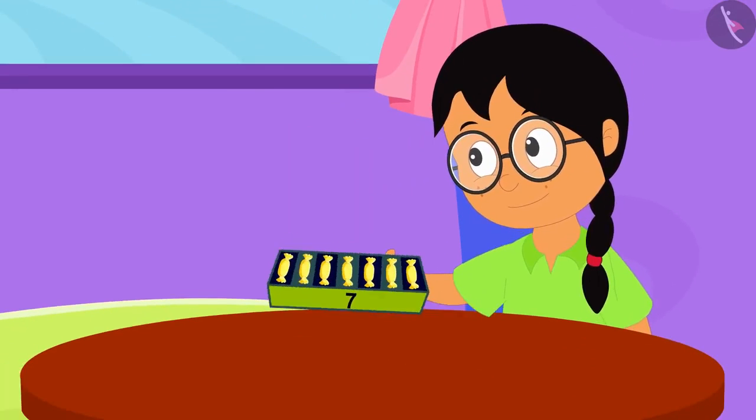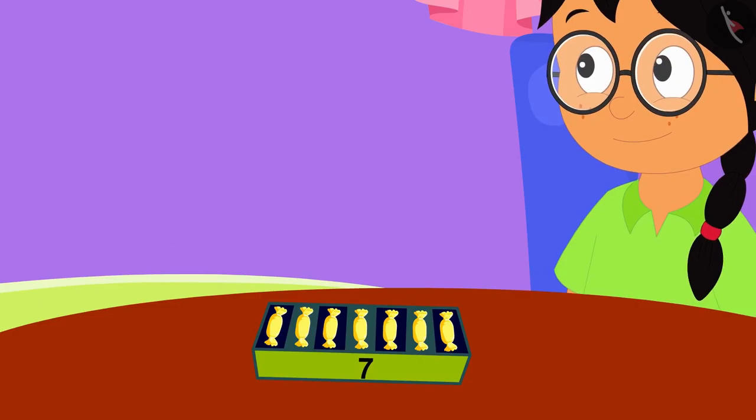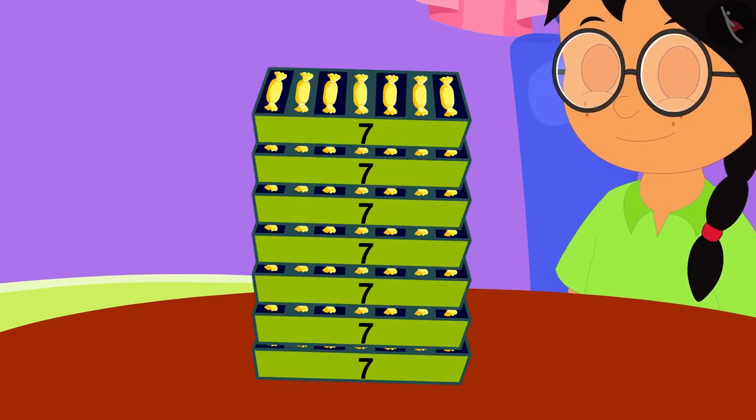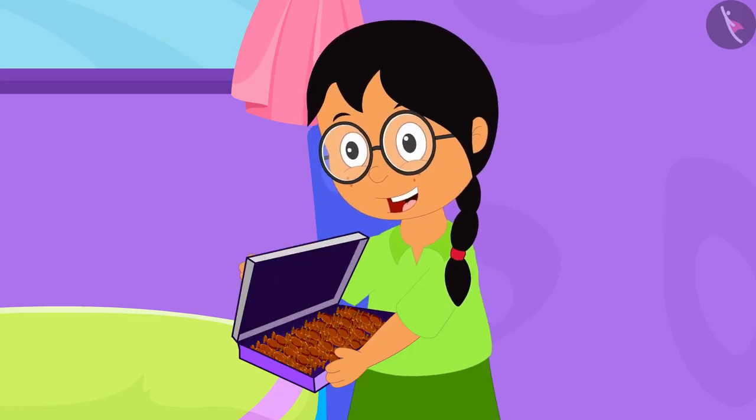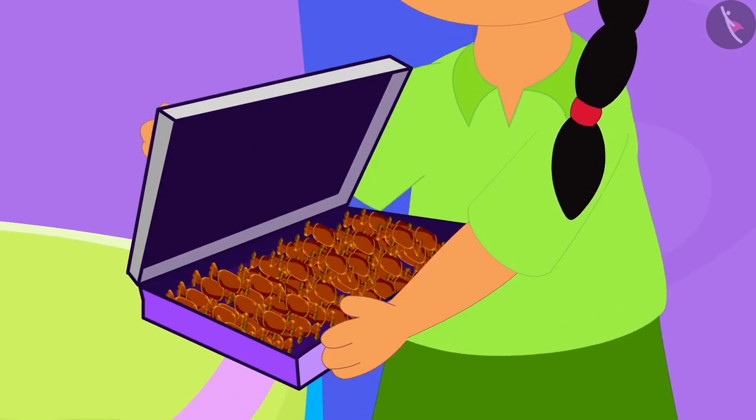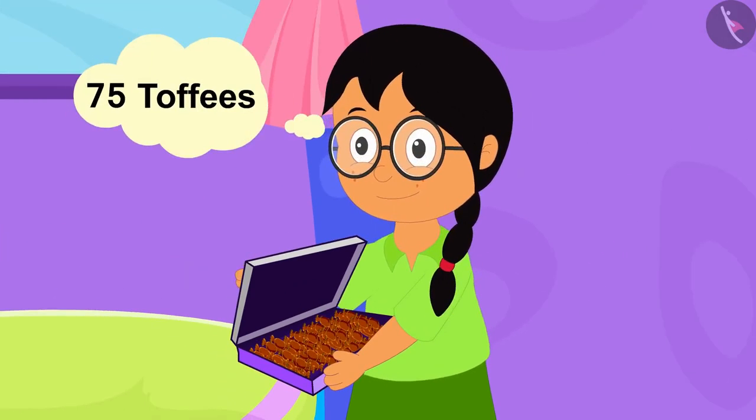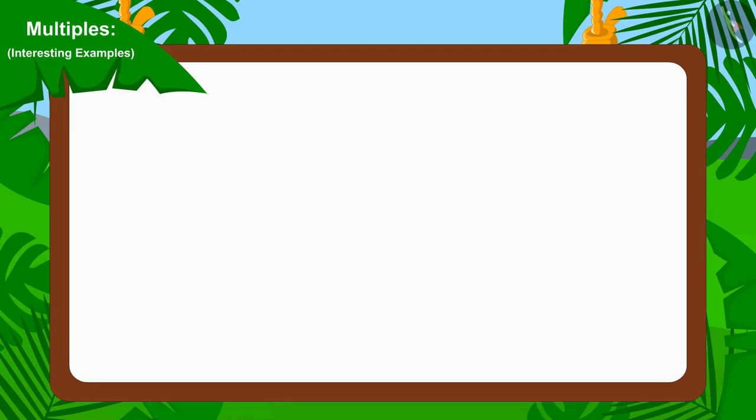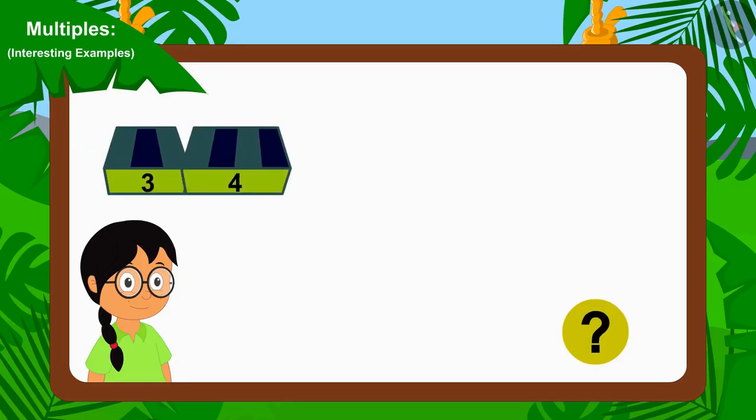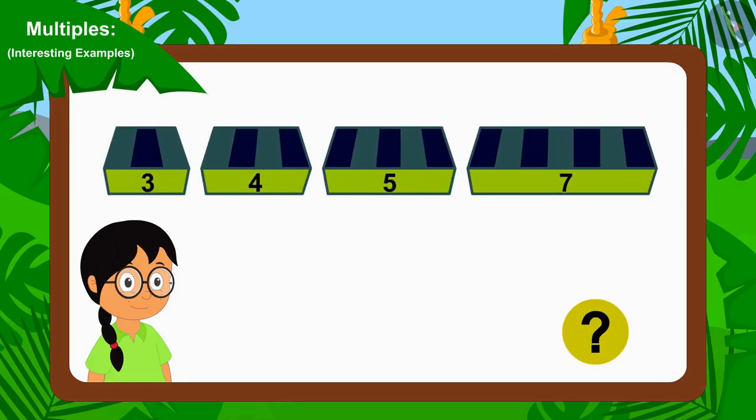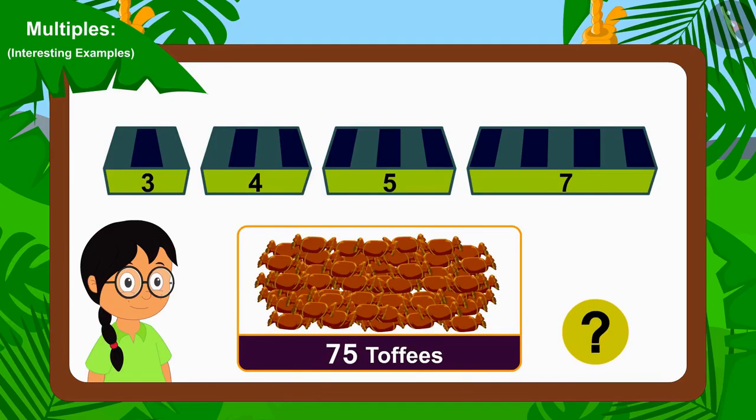Meenu quickly made a group of 7 toffees and filled 49 toffees in 7 boxes. Now, Meenu opened a chocolate toffee packet brought by her uncle. She found 75 toffees in this packet. Now, can you tell which of the groups of 3, 4, 5 or 7 can Meenu use to distribute these 75 chocolate toffees equally? If you want, you can stop the video and find the answer.